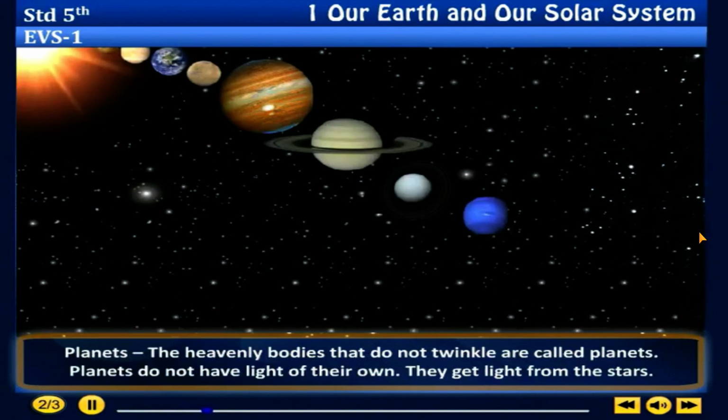Planets. The heavenly bodies that do not twinkle are called planets. Planets do not have light of their own. They get light from the stars.